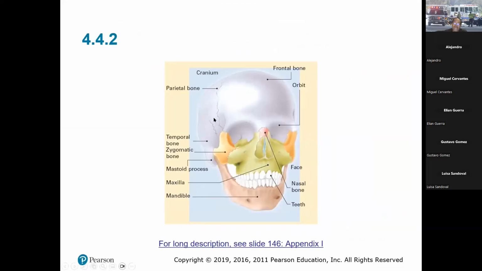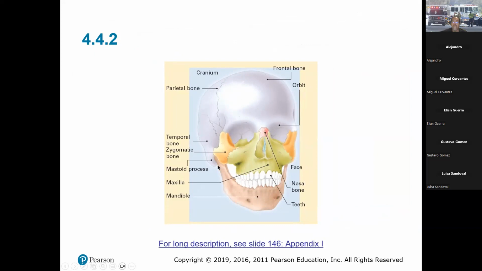As for your bones themselves, the skull is comprised of the frontal area and the back area. The back area is the skull itself, or your cranium, and you have two parietal bones, one on this side and one on that side. Okay. And then you have your frontal bone, which is your frente.